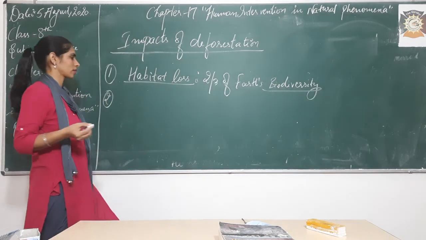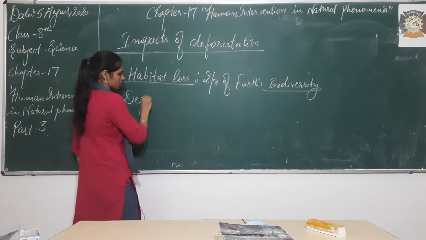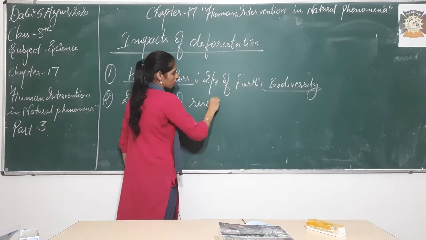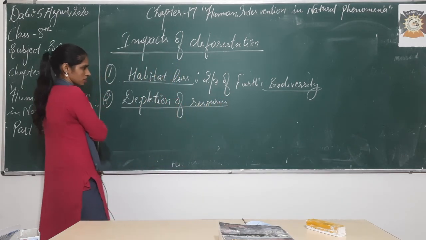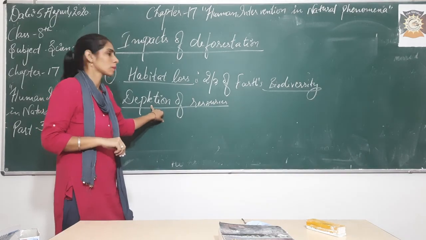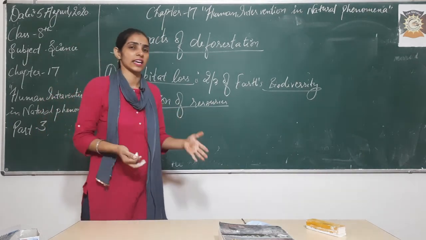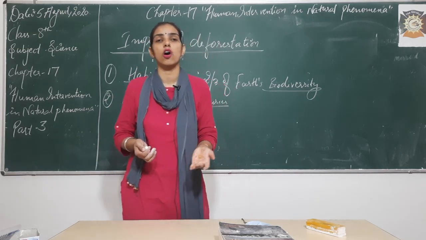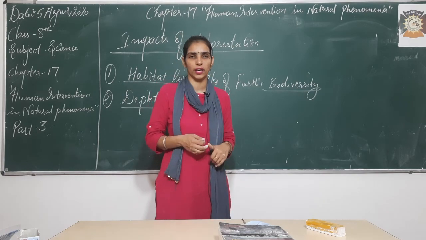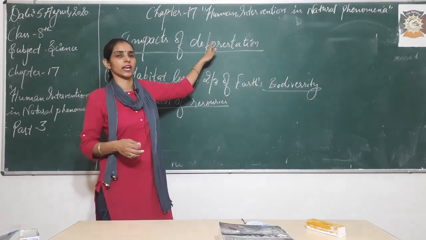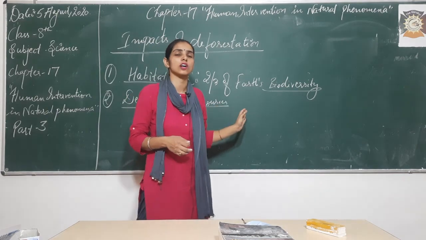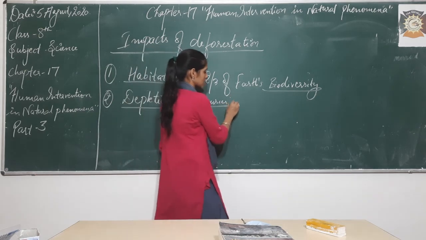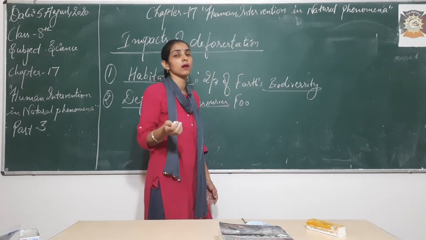Now what other effect could there be? Depletion of resources. Depletion of resources could occur because of deforestation. Now what does depletion mean? Depletion means that if one thing is depleted, we are getting a shortage of that thing each and every day. So if forests are not there, there will be a lack of resources. What kind of resources are we talking about here? The resources which we get from the forest.